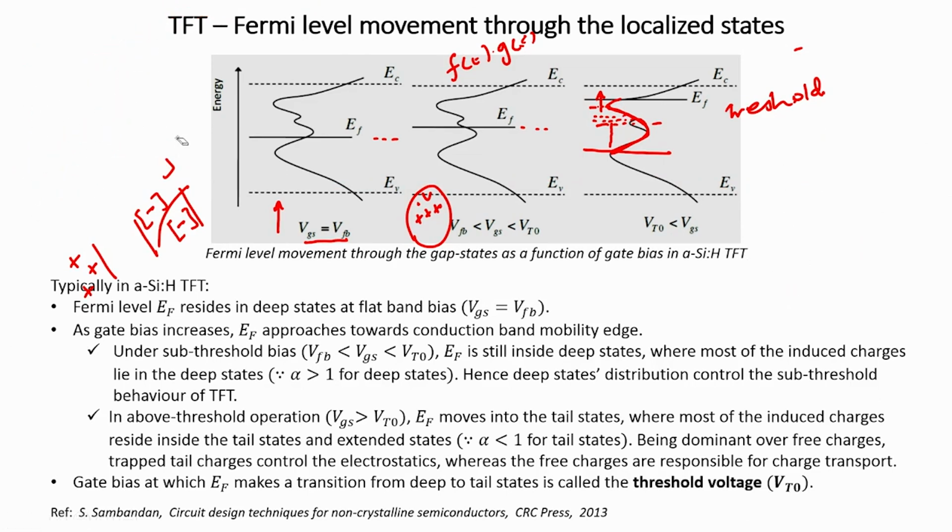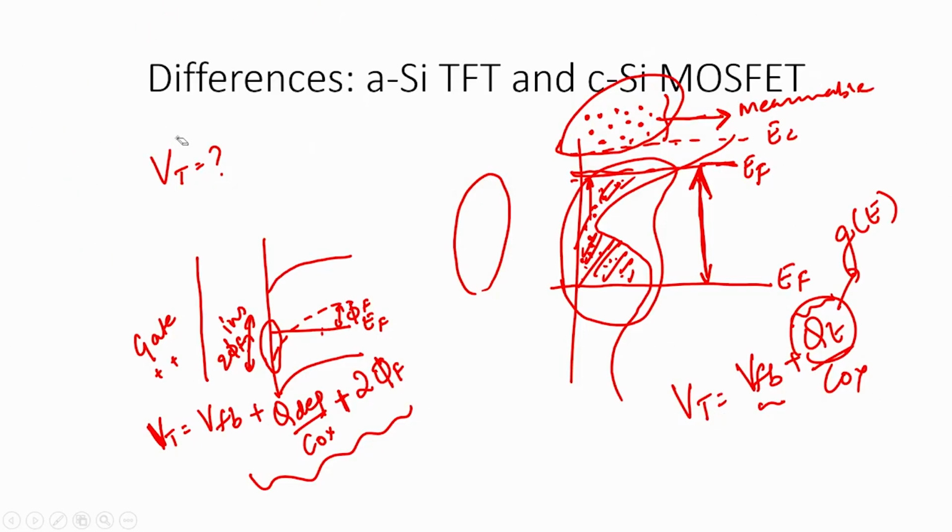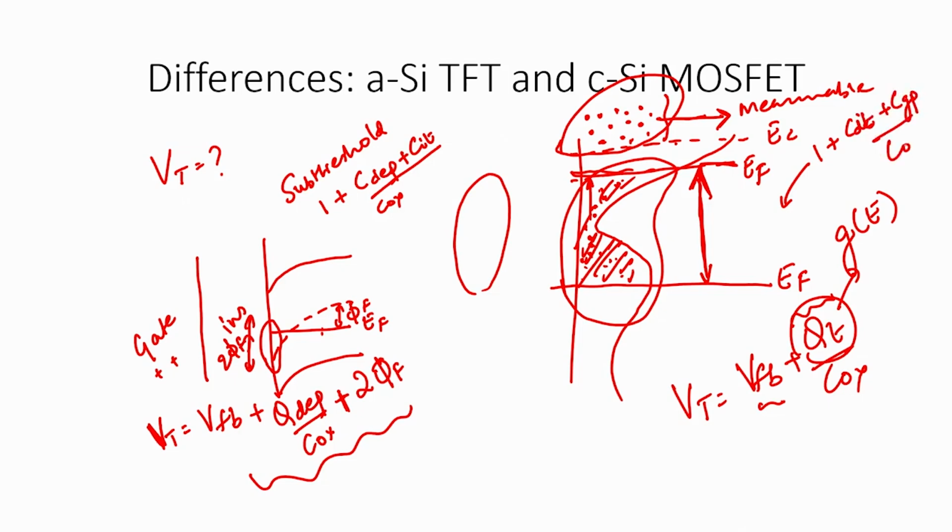Therefore, in the case of crystalline silicon, we found that the subthreshold slope depended on 1 plus C depletion by C ox, and because we had interfacial trap charge you have C interfacial. But here one can define the subthreshold slope as 1 plus C interfacial plus C gap states by C ox.